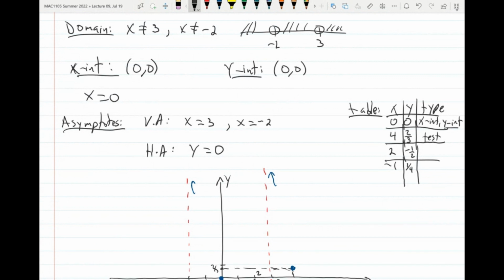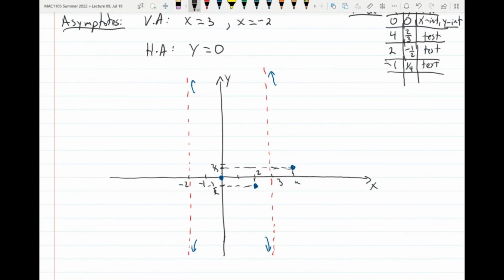By the way, all of these are test points. So a quarter, okay, so that's very tiny over here. The point is that it's positive, so we're going to remain positive on this piece because there is no more x-intercept, nothing, okay? So we remain positive, so it has to go up. So it's not this one.